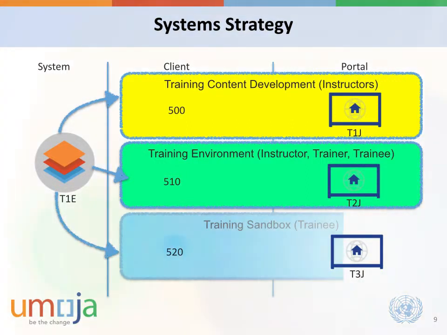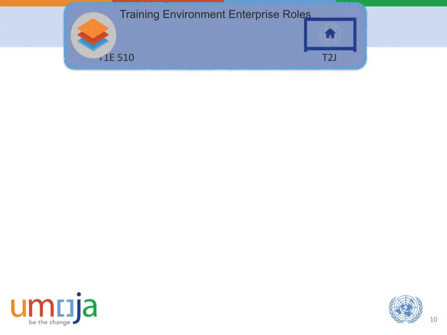And the last one is client 520, which is linked to T3J, the training sandbox, where the trainees will be able to get in and continue their training sessions after the training is complete. So of these three silos, the training environment, which is client 510 and T2J, is our concern, where we are going to be concentrating our training totally.